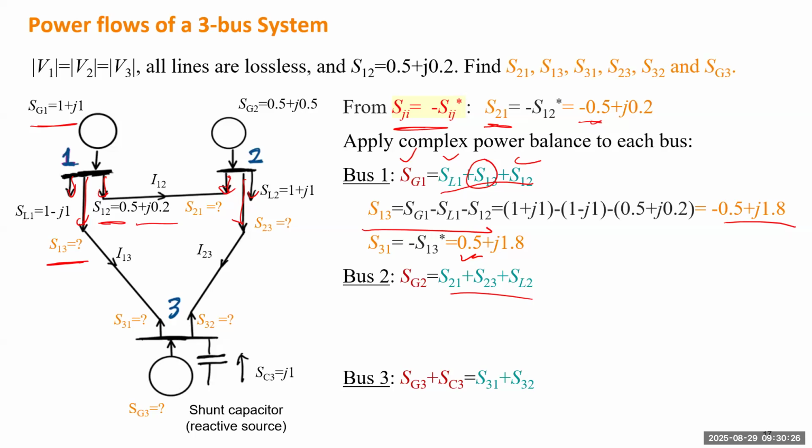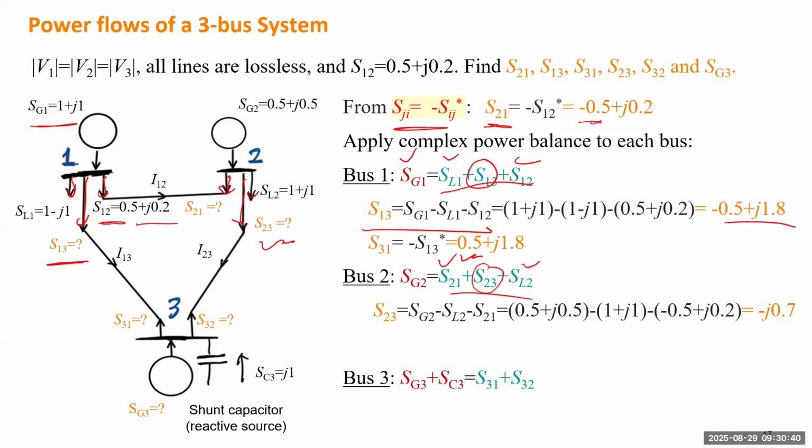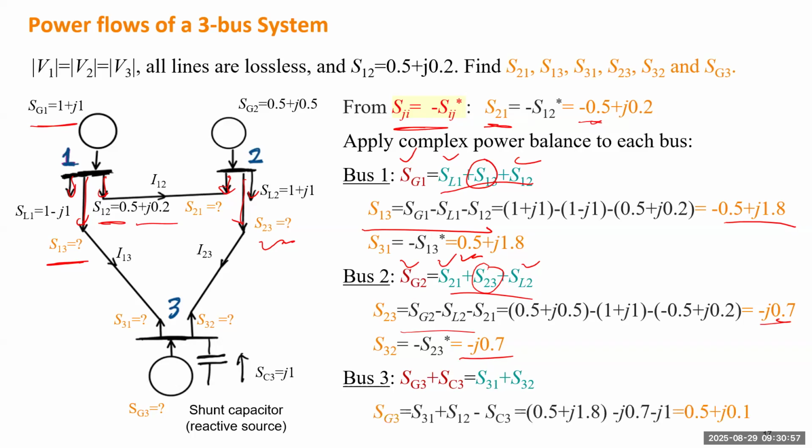Then we can calculate for bus 2. So bus 2, we only don't know this one, right? We already calculated S23, and we already know everything else. So S23 will be a negative 0.7, which means S32 will also be negative j0.7 because it doesn't have a real part. And finally, we'll do the calculation for bus 3.